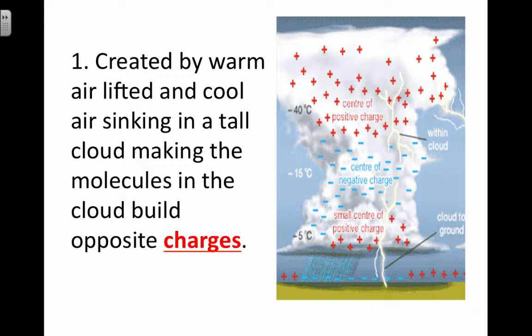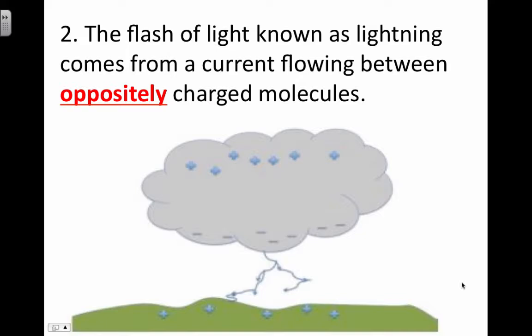So how do you form lightning? It's created when warm air is lifted and cooled. Cool air is sinking in a tall cloud, making those molecules build up of opposite charges. So you get positives, you get negatives, and then on the ground you're going to attract the different charges. So you've got negatives here that are going to be attracted to the positives. The positives out here are going to attract the negatives. And when you have the two meet, then you're going to get a flash of light known as lightning.